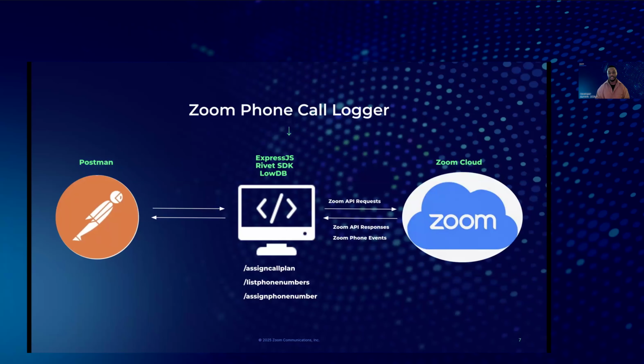This call logger will be a Node.js app using Express for the external API endpoints, LowDB for a simple local data store for our logged events, and the Zoom Rivet SDK for handling the grunt work of subscribing and listening to Zoom Phone events. I'll expose 3 endpoints on the server for assigning a calling plan and phone number to our Zoom Phone user. I'll also use Postman as a client to make the API calls to those endpoints.